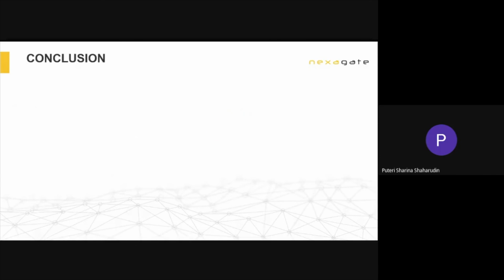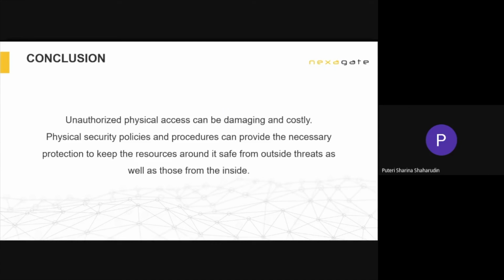So there you have it, a few suggestions for physical security implementation that you could take into consideration, especially when the organization is to comply with the information security management system. In conclusion, the effects of unauthorized physical access can be damaging and costly. If managed properly, physical security policies and procedures can provide the protection that they are designed to give while providing the security that is necessary to keep the resources around it safe from outside threats as well as those from the inside.